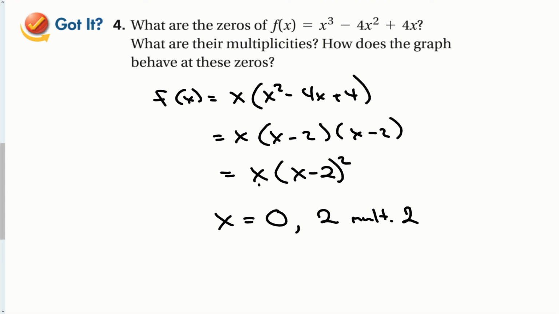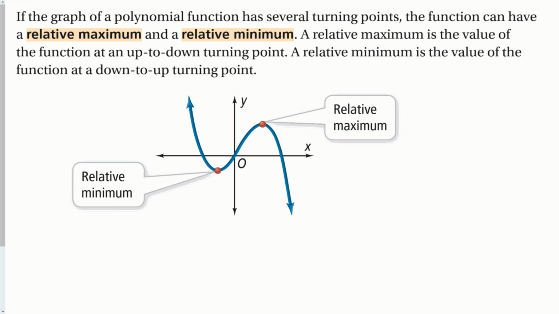So that means that this graph crosses the x-axis at 0, touches the x-axis and bounces the other way. It could be up, could be down, I'm not sure. At 2, we could logic it out, or we could draw the picture, but either way it is going to touch the x-axis and then go the other direction.